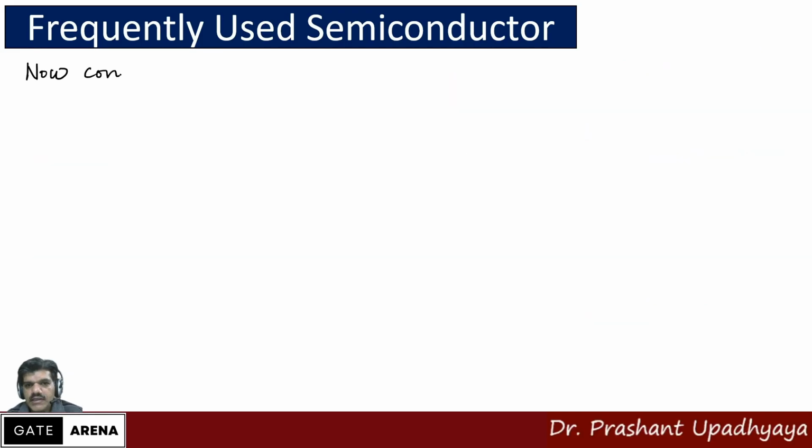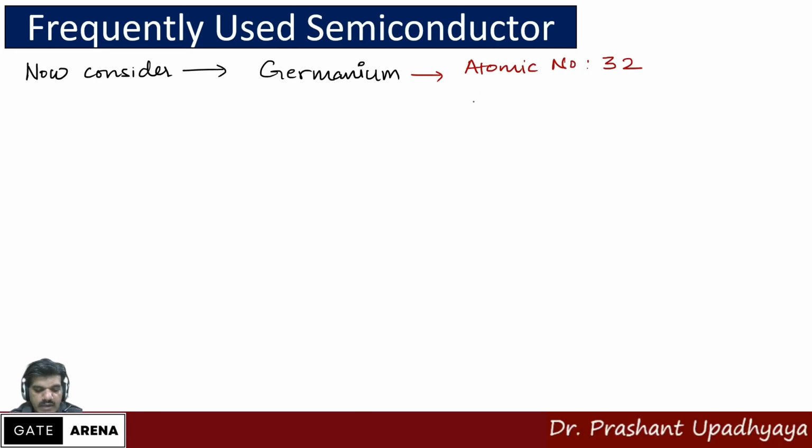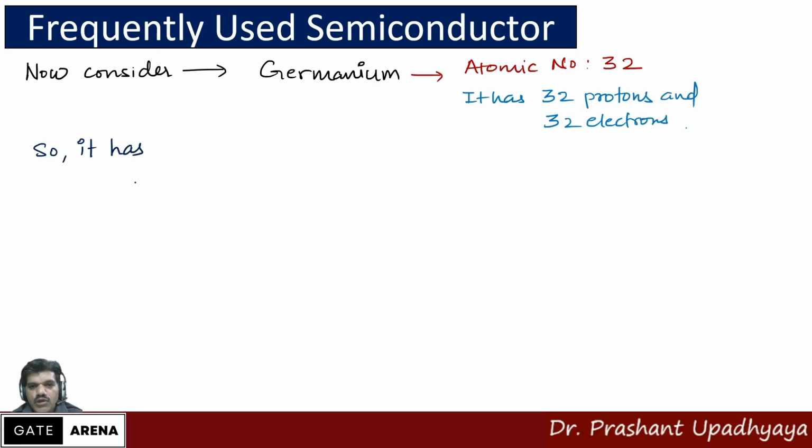Now we are going to consider germanium. We have already seen the example of silicon, and we have seen that in its last orbit we have 4 valence electrons. Now we will be considering germanium. Germanium has an atomic number of 32, which means it has 32 protons and 32 electrons. Now we will go for its orbit configuration.